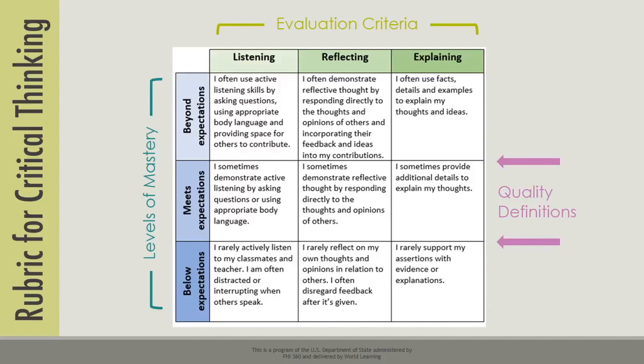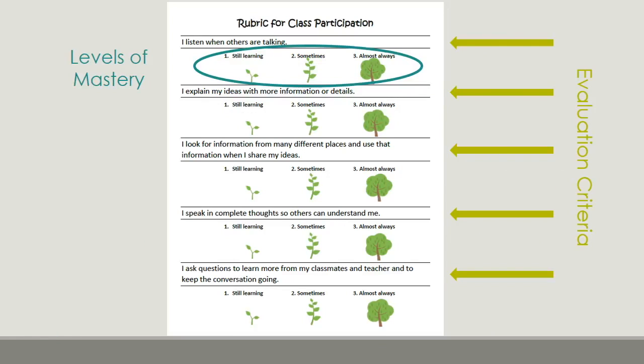Here is a completed and simple example of a rubric for critical thinking. This rubric was designed for young learners. As you can see, the criteria are written in short sentences using simple language. They are also written as I statements, which help the learner think about themselves. This rubric also uses images to show levels of mastery. The images could be smiley faces, stars, or anything that might be relevant to students, as long as it is a symbol they will understand.